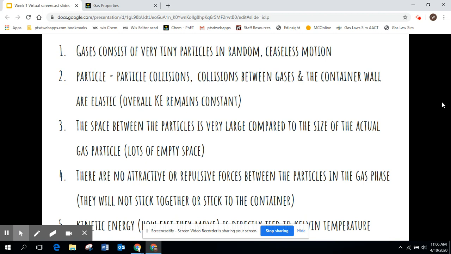Space between the particles is really big compared to the actual size of the gas particles. There's a lot of empty space. There are no attractive or repulsive forces between the particles in the gas phase, which means they don't stick together and they don't stick to the container. Kinetic energy, how fast they move, is directly related to Kelvin temperature. If you have a gas that behaves this way, follows all 5 of these points exactly, that's called an ideal gas.